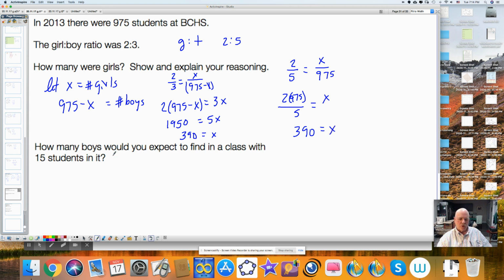For the girls to boys ratio, I could try to divide 9 up into two numbers to give me a 2 to 3 ratio. I'm just going to use the 3 to 5 ratio. 3 to 5 is equal to x over 15. And notice my scale factor here is times 3. So if I multiply this times 3, I get x, which is the boys in this case. I get 9.